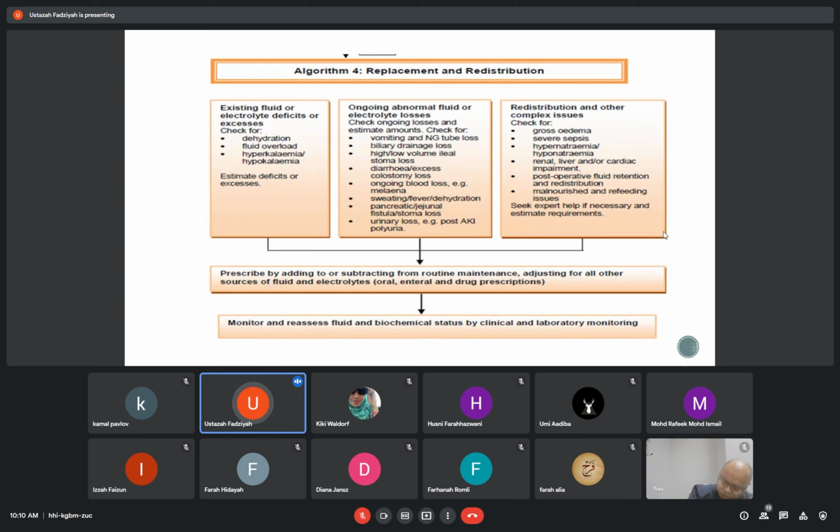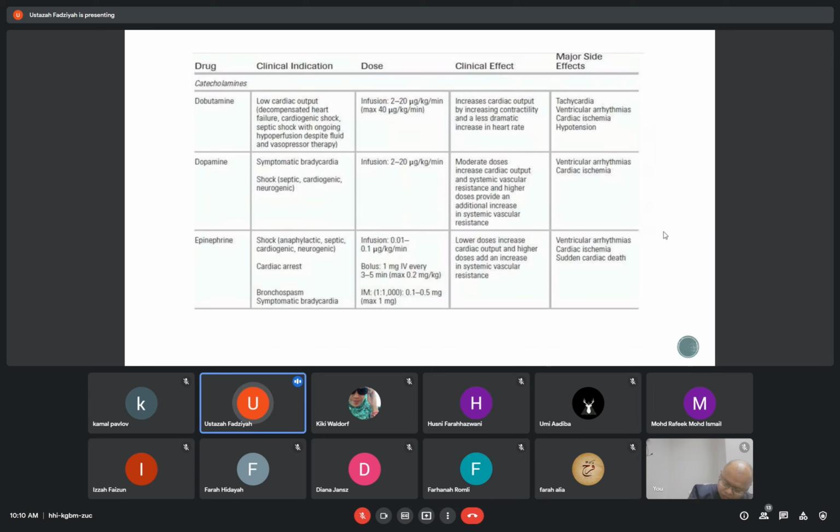So this is the example that we can give in hypovolemic shock, example of catecholamines. So we have dobutamine, dopamine and epinephrine. So that's all. Okay. Hypovolemic. The two commonest causes of shock that we deal with are hypovolemic and septic. These two types of shock you need to know how to recognize and how to treat.